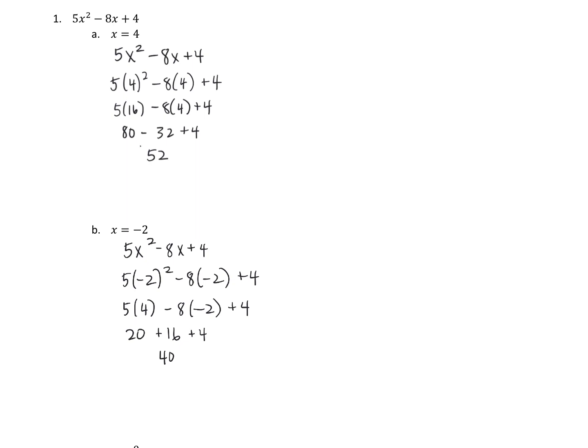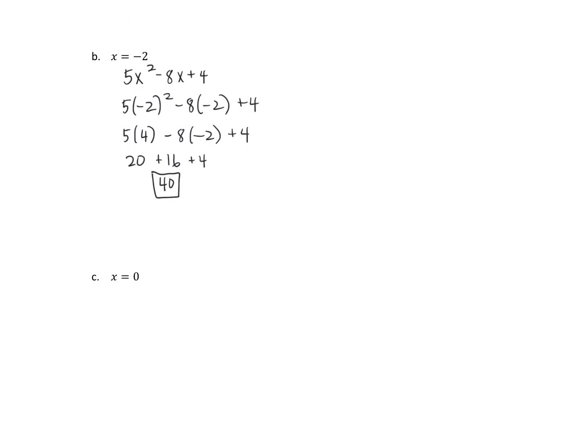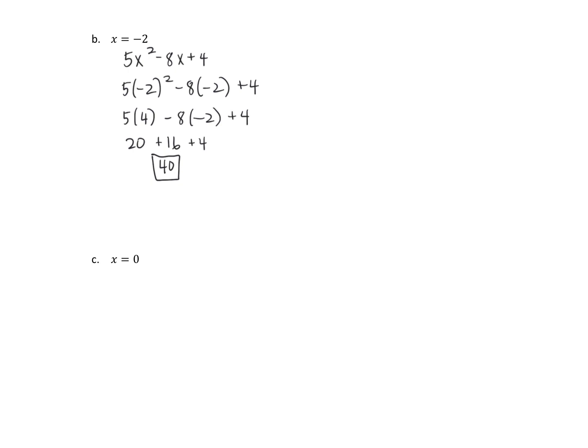So when x is 4, I got 52 in part A. And when x is negative 2, I got 40 in part B. I think I have one more part here. I've got part C. I want to know what we get if x is 0. So 5x squared minus 8x plus 4. I'm going to plug in 0. Remember that anything times 0 is just 0. So that's going to 0 out, that's going to 0 out, and I'm just going to be left with 4.